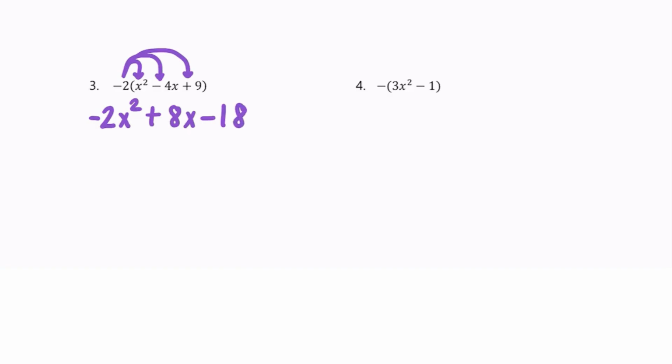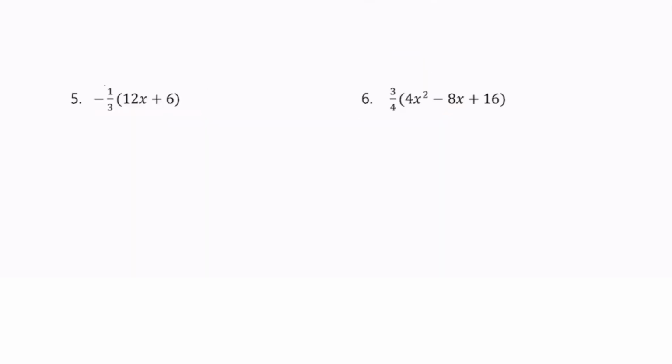Okay. For number 4, when there is just that negative in front, that's as if we're multiplying by a negative 1. So if it helps you, you can draw that 1 in, and you're going to multiply each term by negative 1, which really just flips the sign of each term. So it takes it from a 3x squared to a negative 3x squared, because negative 1 times 3x squared would be negative 3x squared. And then negative 1 times negative 1 is positive 1.